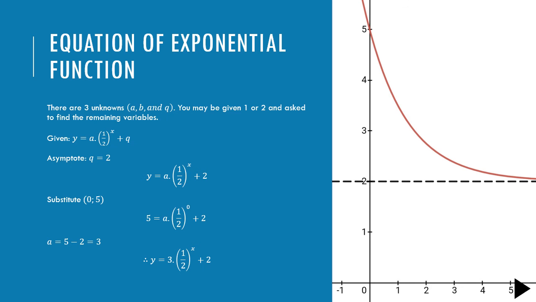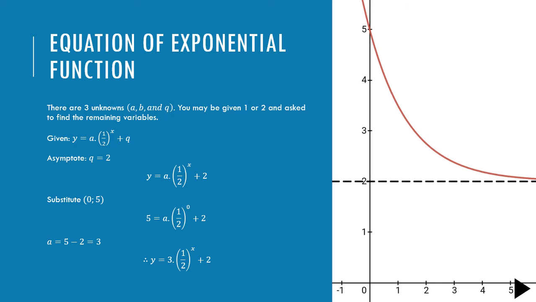The equation for an exponential function is y = a·b^x + q. There are three unknowns, a, b, and q. You may be given one or two of these unknowns and be asked to find the remaining ones. So in this example, we are given y = a(1/2)^x + q. So we need to be able to find a and q.